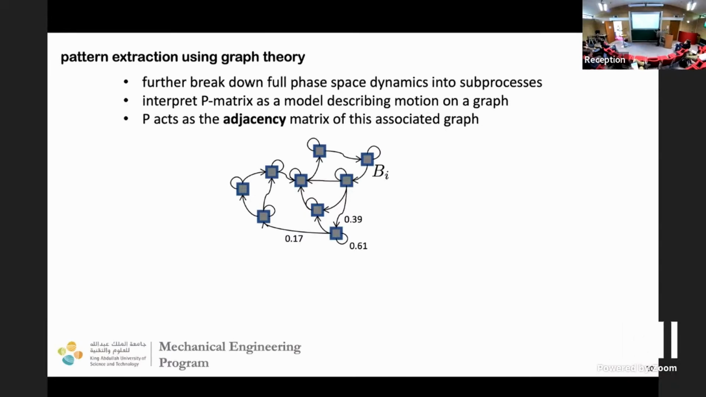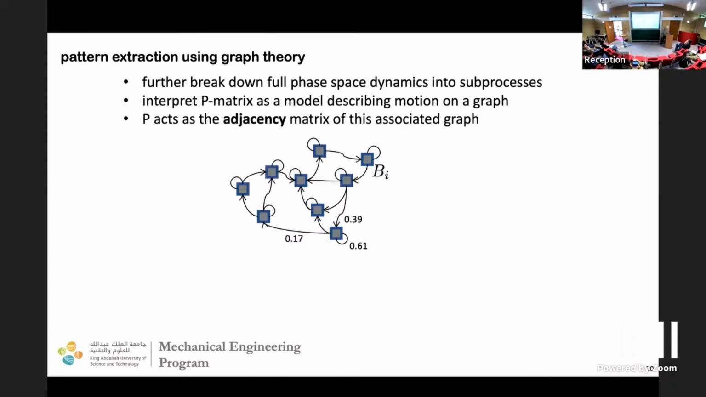So what we do is we take our P matrix, the Frobenius-Perron discrete version, okay, and we're going to interpret that as describing motion on a graph. So now every box is a point on a graph, and we're going to move around. So we have a random walk on a graph where each link between a graph node and another graph node is given by a transition probability that we calculated from Pij.